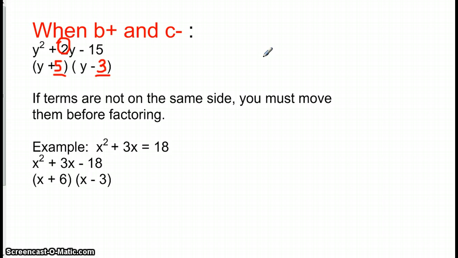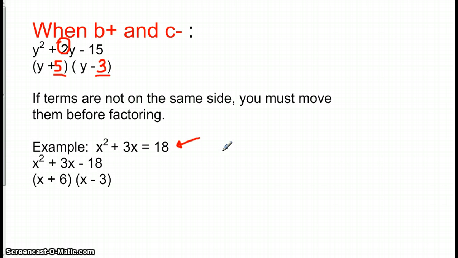A little complication of this is if your terms are not on the same side. If they aren't, you have to move them all to the same side before you factor. Never ever factor unless your terms are on the same side of the equation. So in this case, we have the 18 on the wrong side.